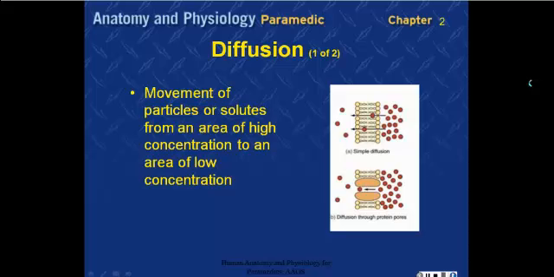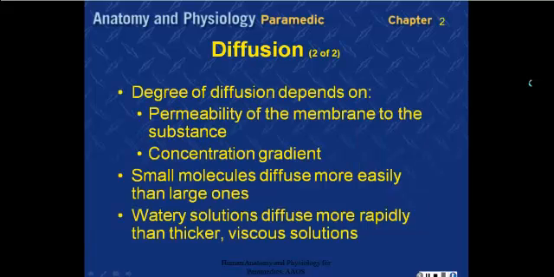Sometimes diffusion happens through a cell pore in a membrane, and sometimes things diffuse across a cell membrane that are able to pass across the semi-permeable membrane. The degree of diffusion depends on the permeability of the membrane to the substance and the concentration gradient. What is meant by concentration gradient? Well, that's the difference in concentration on one side of the membrane versus the concentration on the other side of the membrane. So in order for diffusion to happen, there has to be a concentration gradient between the two sides of the membrane. Small molecules generally diffuse more easily than large ones. Watery solutions diffuse more rapidly than thicker, more viscous solutions.